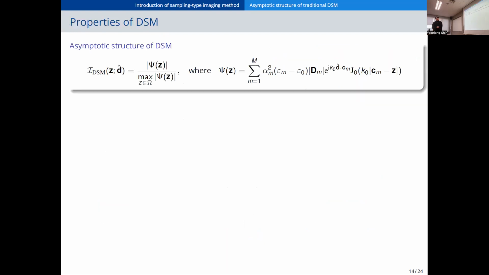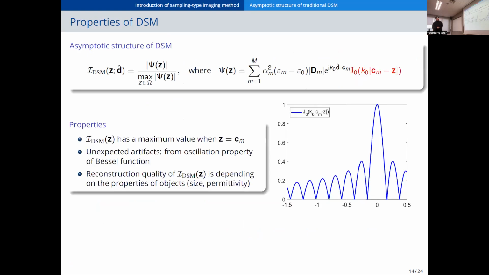We recall the asymptotic structure of the DSM. In this formula, the key part is the Bessel function. This is a simple figure of the Bessel function. The Bessel function has its maximum value at the center. This means that if the searching point z, the sampling point, equals c_m, the function has the maximum. That is why the DSM has its maximum value at the center of the object.